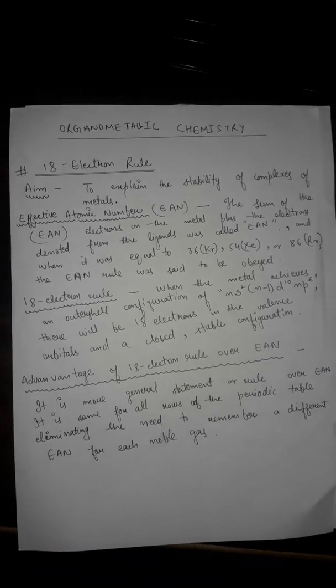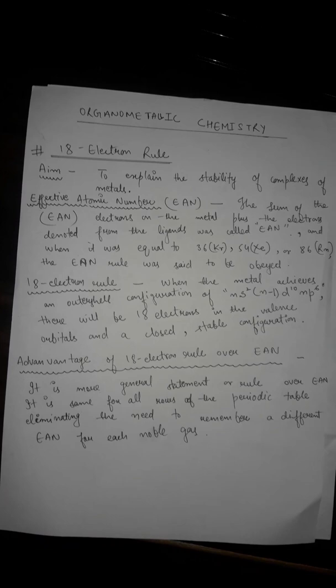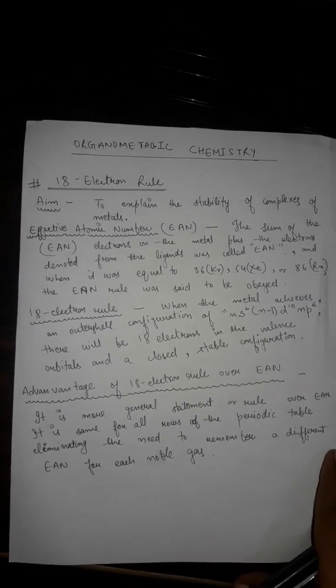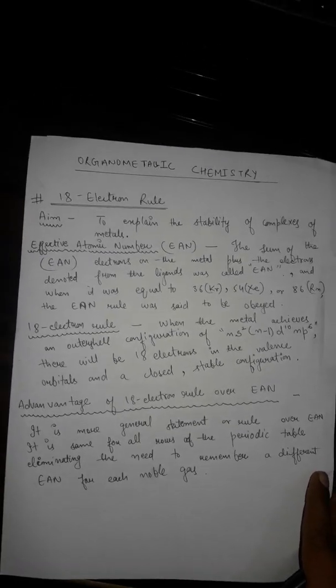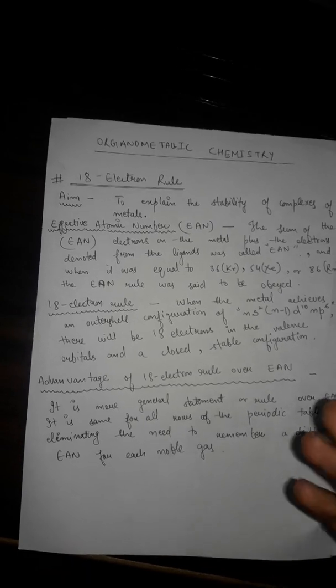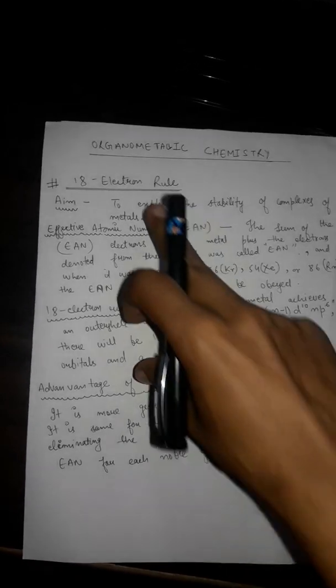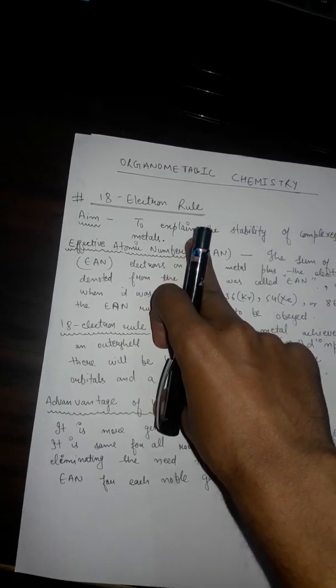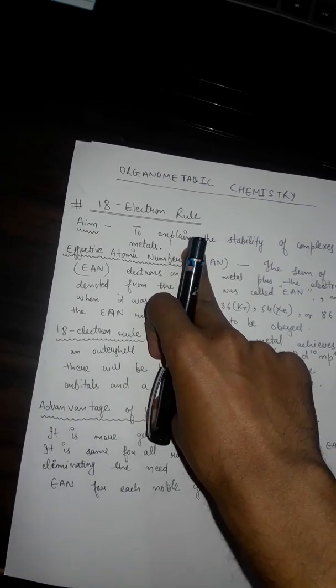Hello students, today we will be studying organometallic chemistry, and in organometallic chemistry first of all we will study the 18 electron rule. This very first topic is very important for our main topic, that is organometallic chemistry. So before we talk about the 18 electron rule, let us first know what is the purpose of this rule.